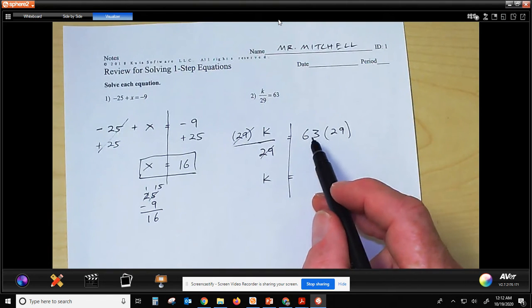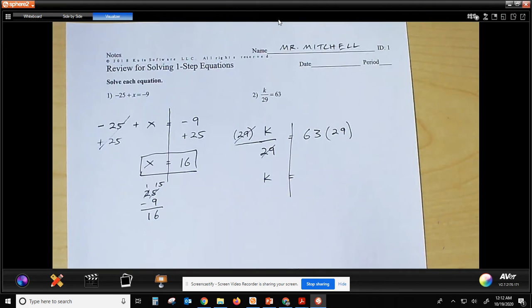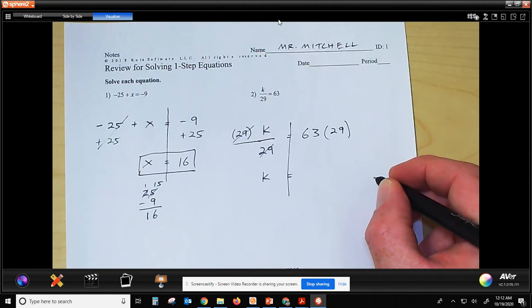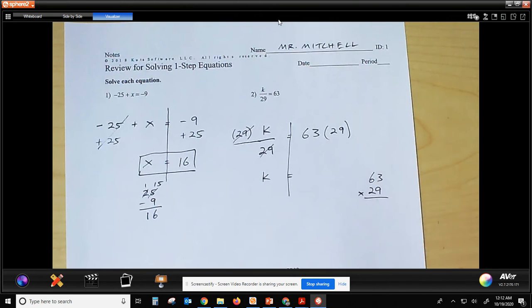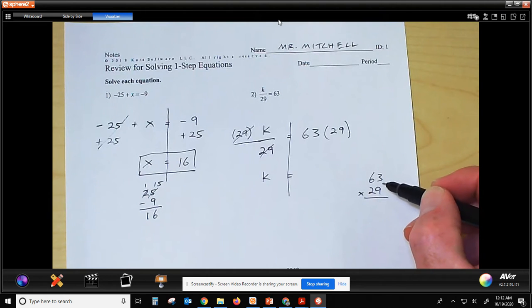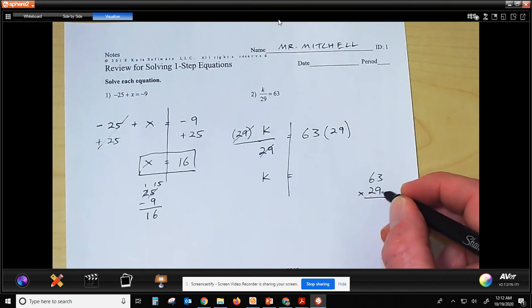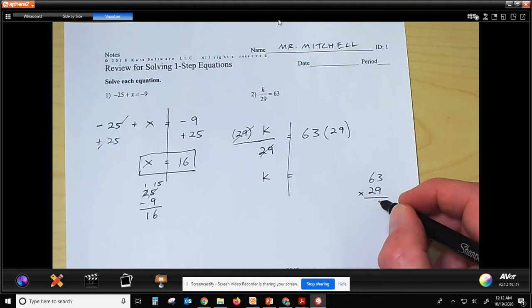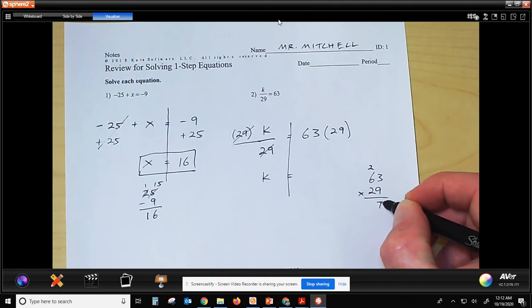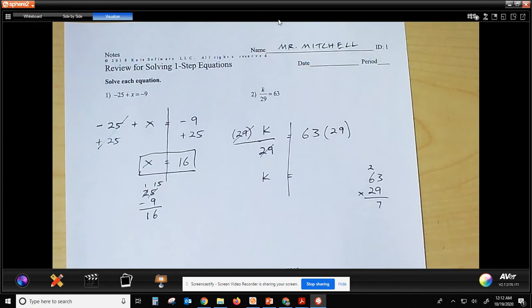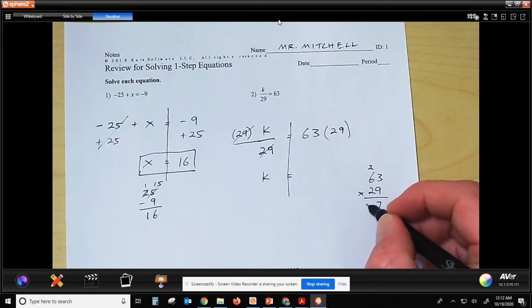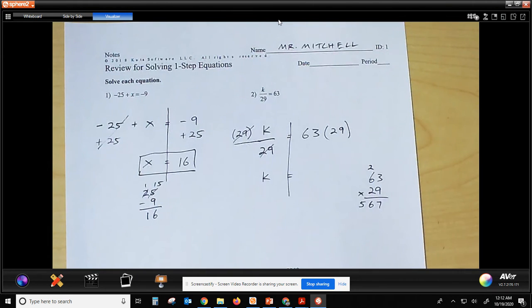But by hand, 63 times 29. I don't know that offhand. So I'm going to try it as a multiplication problem. Okay, here I go. 63 times 9 first. 3 times 9 is 27. 7 goes there, 2 goes above. Now I say 9 times 6. 9 times 6 is 54. Add 2, 56. So 63 times 9 is 567.